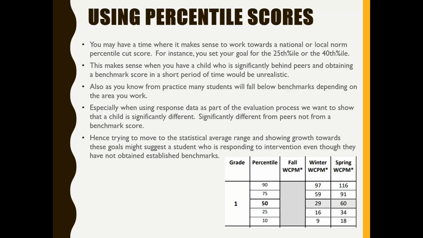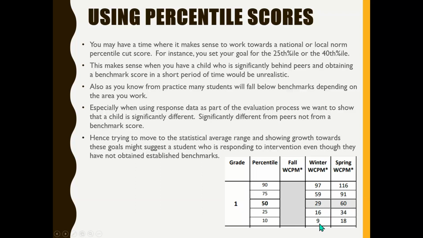So meaning you might have a child who starts off way below the 10th percentile, and setting a goal to the benchmark might be unrealistic. And we'll be able to talk later on about how you would be able to tell if something's unrealistic. But this is an example of first grade here, and the way the norms are set up. So the mean score for a child, or the 50th percentile rather, to be more precise, in the winter is reading 29 words correct per minute.